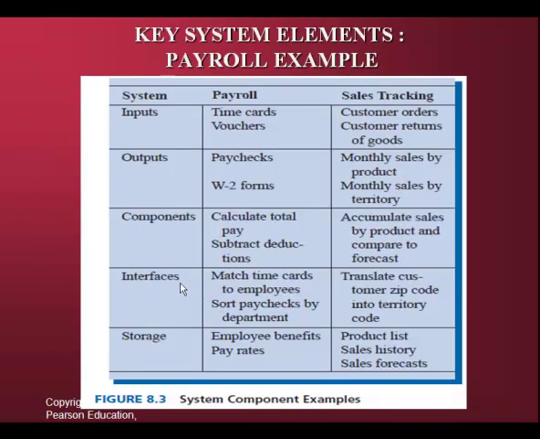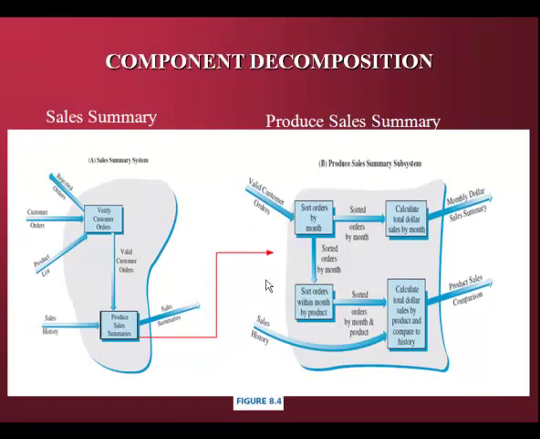I want to take a look down here at interfaces, and for instance in a payroll system, the interface here, we're matching time cards to employees. We're preparing the data and making sure that it's correct and preparing it for our system. So here's an example of decomposition where we have a sales summary system over here on the left hand side, and it has two components or two subsystems, the verify customer orders and produce sales summaries. And then over here on the right hand side we have a more detailed look at the produce sales summary. So this is what's going on inside this box.